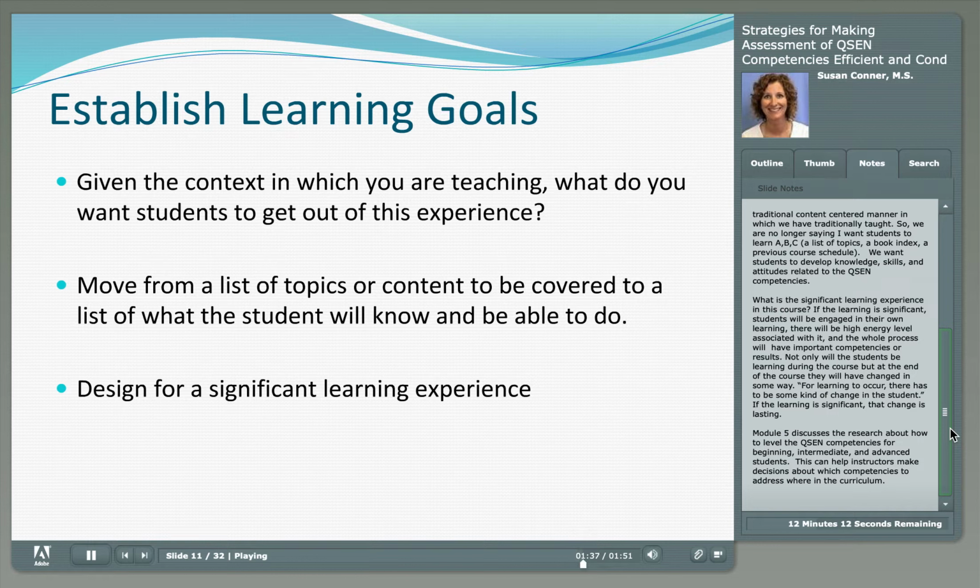Module 5 discusses the research about how to level the QSEN competencies for beginning, intermediate, and advanced students. This can help instructors make decisions about what competencies to address where in the curriculum.